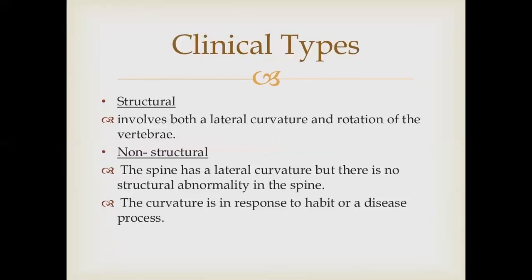The clinical types are structural and non-structural scoliosis. Structural scoliosis involves both the lateral curvature and rotation of the vertebra. Non-structural scoliosis has a lateral curvature of the spine, but there is no structural abnormality in the spine. The curvature is in response to habit or a disease process.